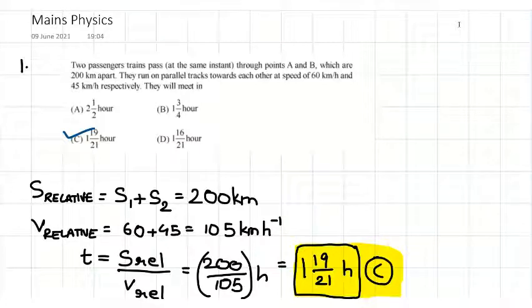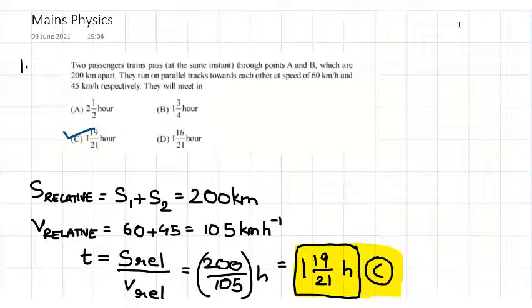So the first question is that two passenger trains pass at the same moment through points A and B, 200 kilometers apart. They run on parallel tracks towards each other at a speed of 60 kilometers per hour and 45 kilometers per hour respectively. We have to find the time in which they meet.